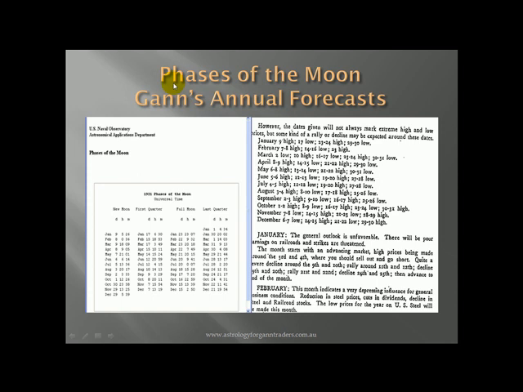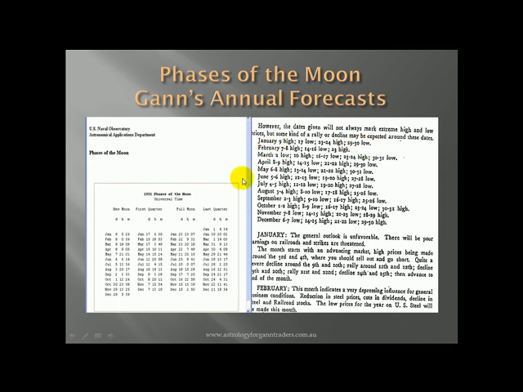Okay, now Gann, I've got a copy of Gann's annual forecast where he used to use the phases of the moon. I think I've mentioned this before in earlier lessons, but basically he was given dates between, he said, however, the dates given will not always mark extreme high and low prices, but some kind of a rally or decline may be expected around these dates. So he's got the dates: January 9 high, 17 low, 23 to 24 high, and then 23 to 30 low.